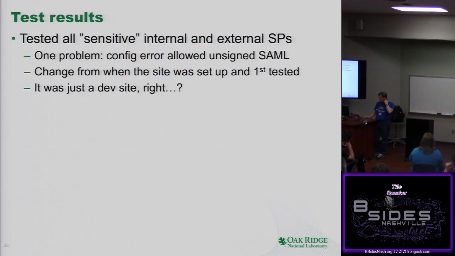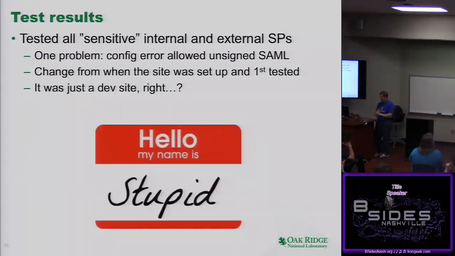So, test results. We tested all of our sensitive internal and external SAML providers. We did find one configuration error that led to unsigned SAML. It was on a dev site, right? Actually, what happened in this particular case, and I'm not talking about the vendor because it's still under investigation, we did an upgrade of that vendor's cloud software, or when they provided the update. So we told them when that could happen in that environment. And in the process of doing that update, for some reason, it all of a sudden started accepting unsigned SAML.